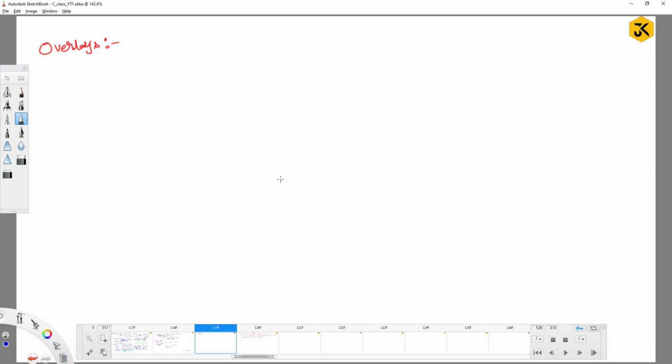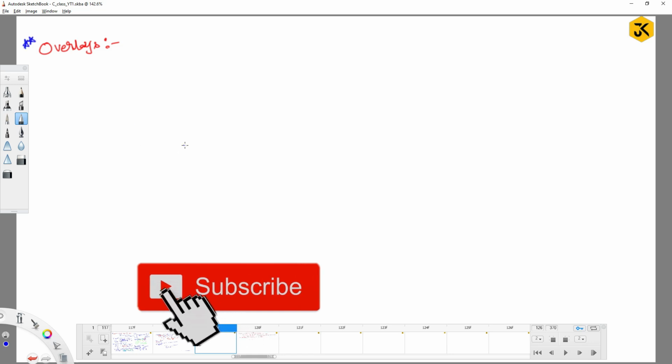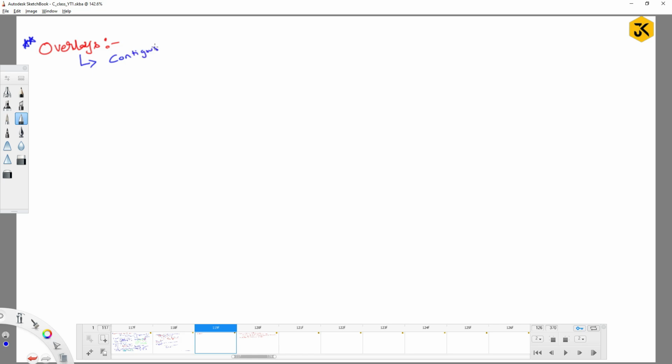Hi everyone, welcome back. In this video, we'll see the concept of overlays. Guys, overlays is one of the memory allocation techniques which is used in contiguous memory allocation. If you remember the earlier classes, I started with the memory allocation techniques. These are classified into two types. One is contiguous memory allocation techniques, another is non-contiguous memory allocation techniques.